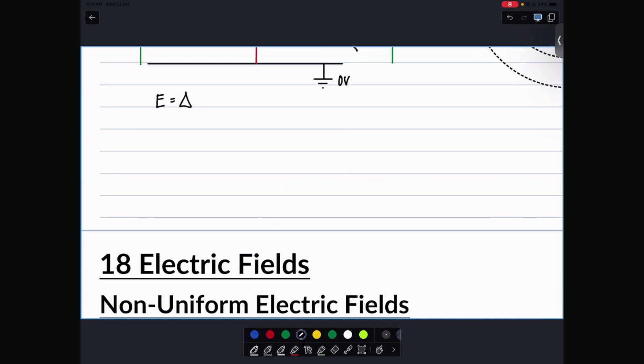Not V by D. Do you recall, teacher? Yes, it was del V by del D, which is the fact that any change and its corresponding distance change should always remain what in a uniform electric field? Constant. So that's why the del is important.